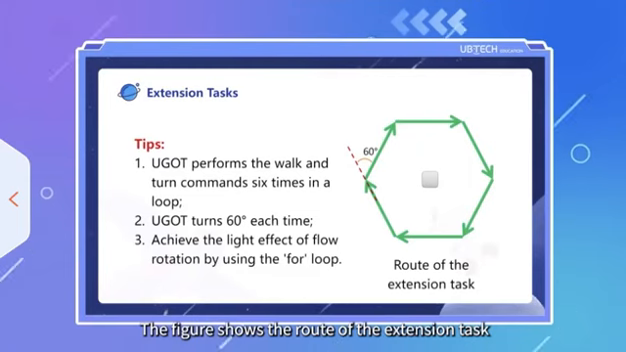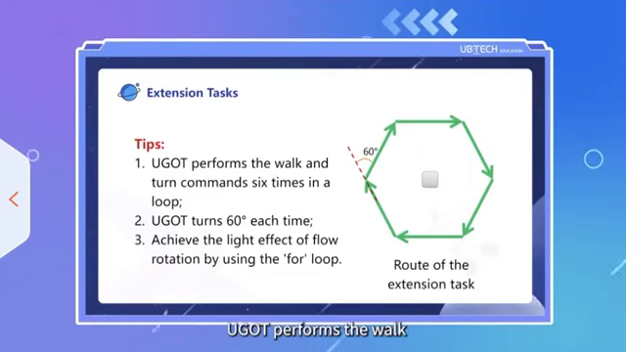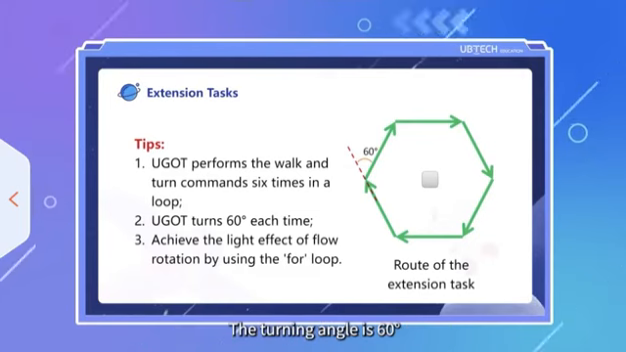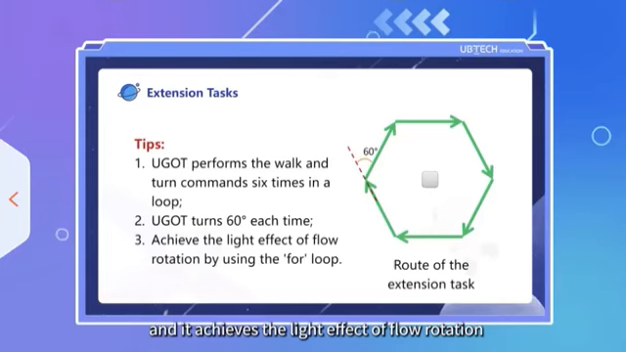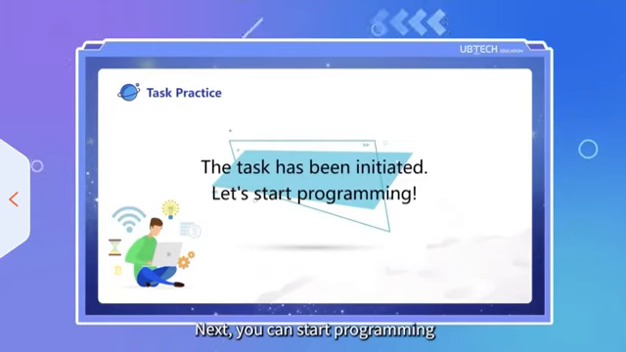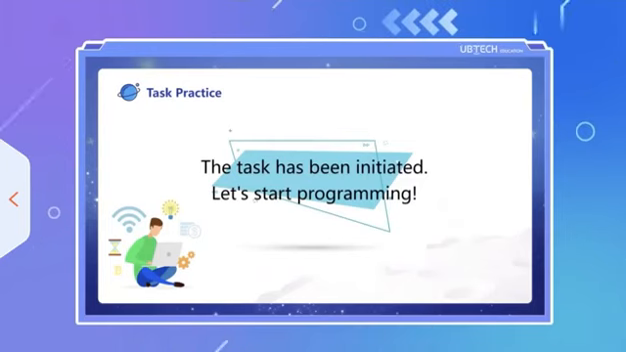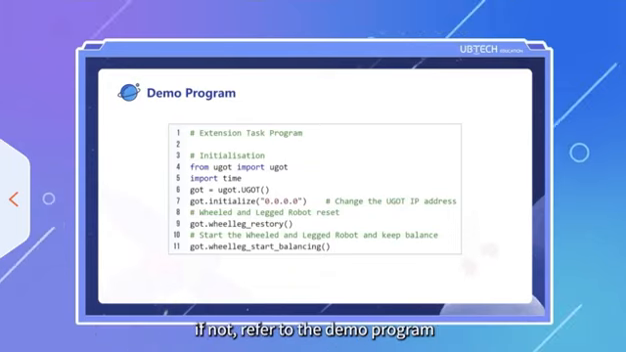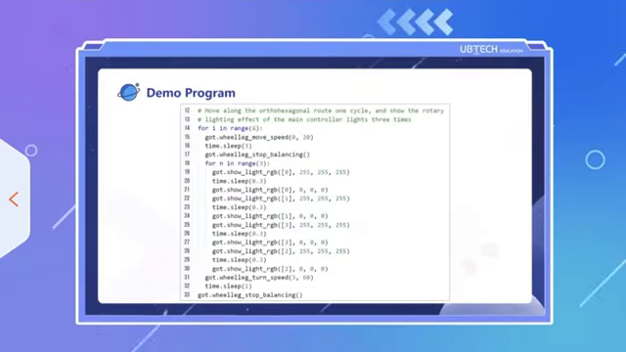The figure shows the route of the extension task. uGot performs the walk and turn command 6 times in a loop. The turning angle is 60 degrees, and it achieves the light effect of flow rotation by nesting the for loop at the vertex position. Now, you can start programming. Some of you may have already completed the programming. If not, refer to the demo program.